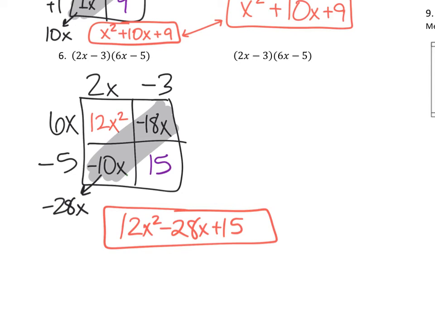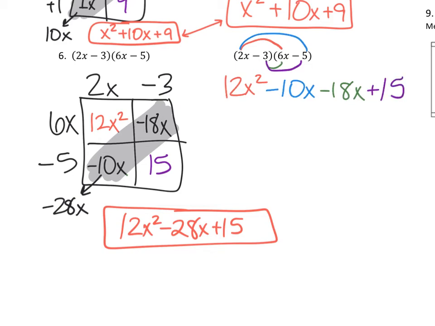My FOIL friends, I'm sorry if I'm cutting you off, but when we do FOIL, we're going to either just think about double distribution or the letters FOIL. F stands for first. 2x times 6x is 12x squared. Outsides is negative 10x. Insides, negative 18x. Last, positive 15.